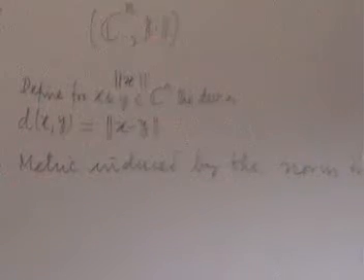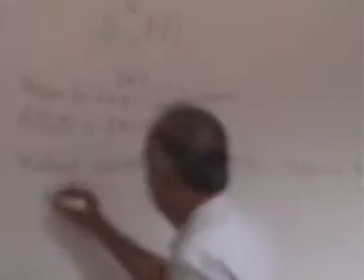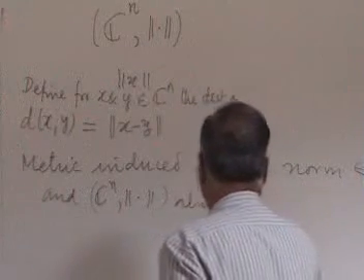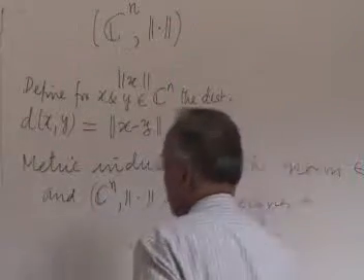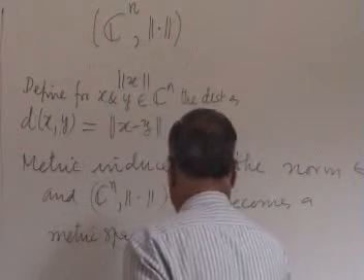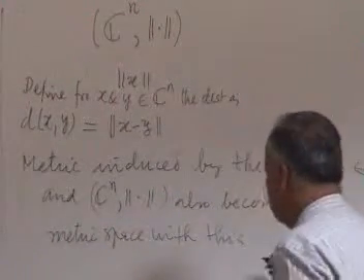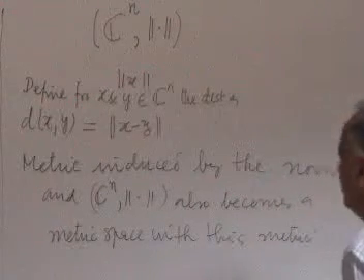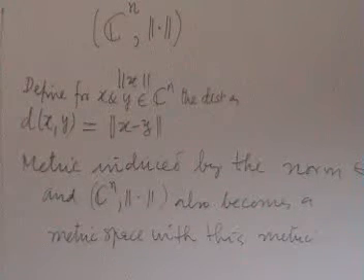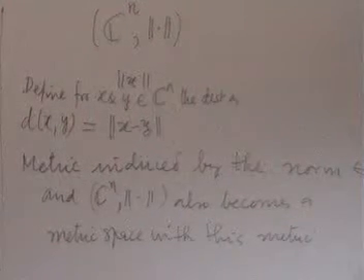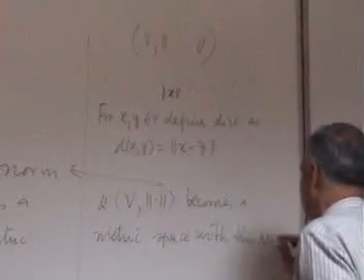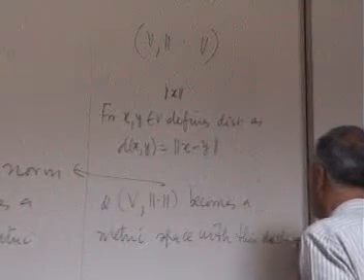In all these cases, there is the metric induced by the norm, and Cn also becomes a metric space with this metric. Metric space means the notion of distance is defined. And similarly here, V becomes a metric space with this distance, or with this metric.